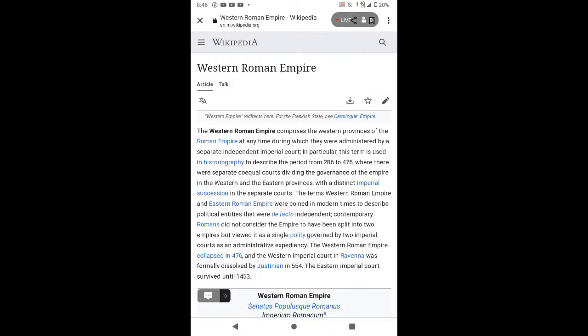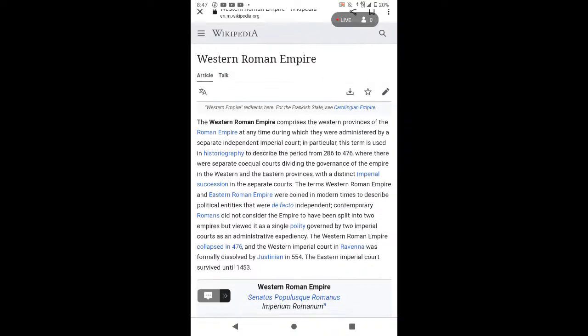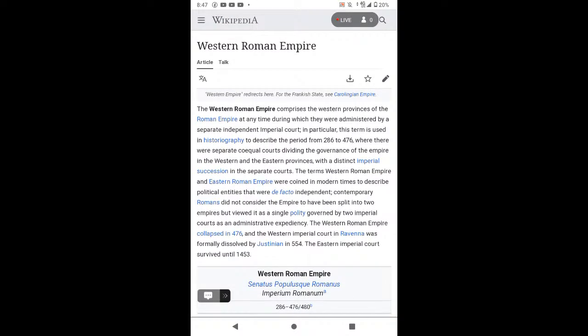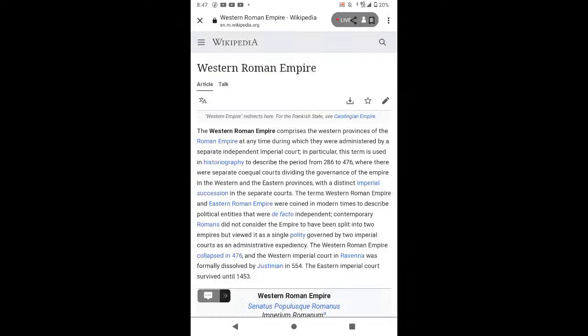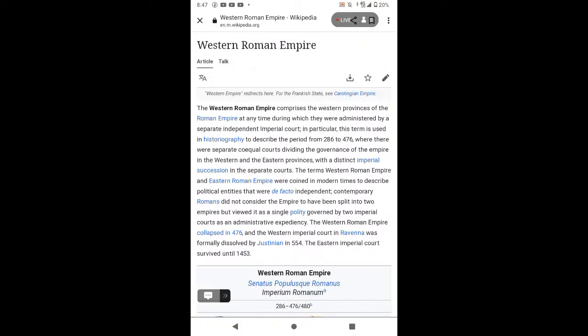Constantinople, right? So the Western Empire comprised the Western provinces of the Roman Empire, like the Knight Templar, feel me, at any time during which they were administered by a separate independent imperial court. In particular, this term is used in historiography to describe the period from 286 to 476. So even if you reverse that, that would be 674 and 682. So even with adding a zero or a couple more zeros, making it longer in reverse, you're still saying the sixth period, the sixth dimension. So stay with me.